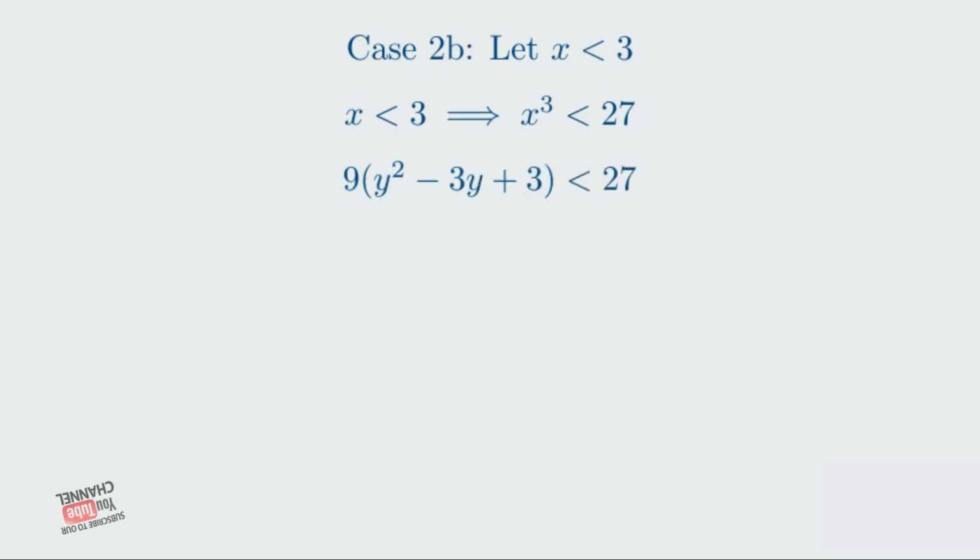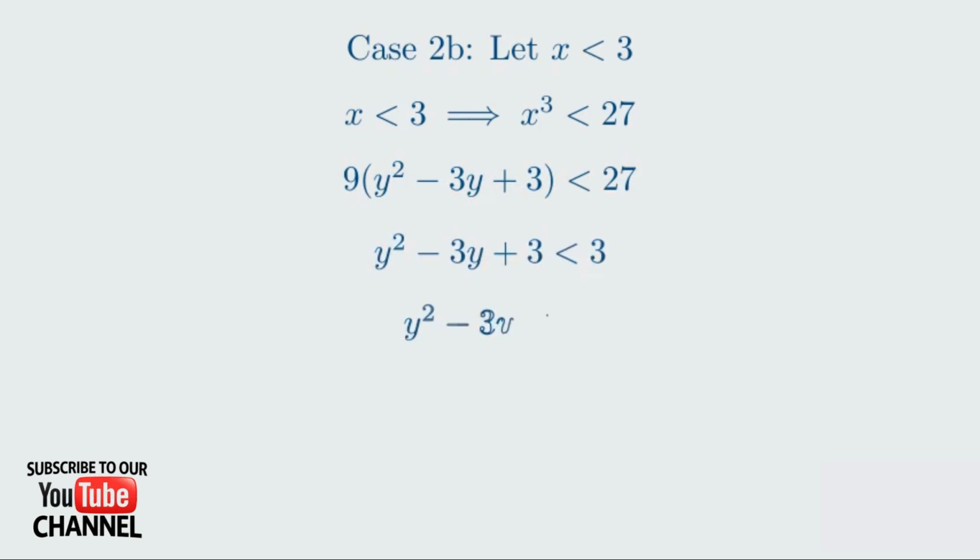So, we've proven that x cannot be greater than 3. What about the other side? Could x be less than 3? Let's explore this possibility. If x is less than 3, then x cubed must be less than 27. From our first equation, this means that 9 times the y expression must be less than 27. Dividing by 9 gives us y squared minus 3y plus 3 is less than 3. Subtracting 3, we find that y squared minus 3y is less than 0. Factoring this expression, we get y times (y minus 3) is less than 0.